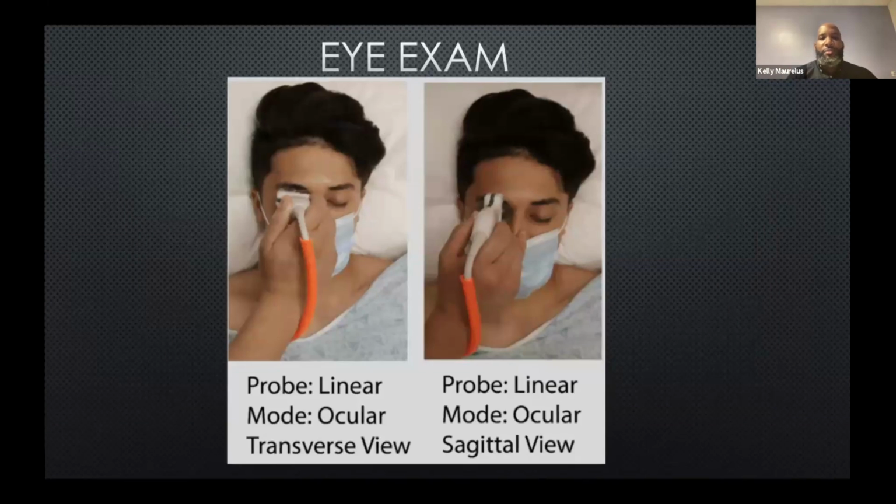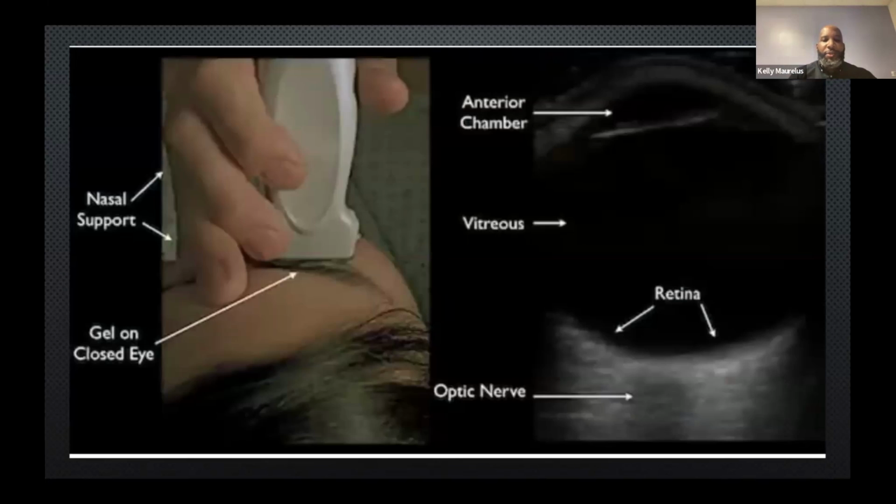All right, so the first examination we're going to talk about is the eye exam. A lot of people don't use the eye exam as much, at least in the ER, but we should because it's very easy and simple. So with everything in ultrasound, you're going to visualize the structure in two views, especially the eye. You're going to put lots of gel, first on Tegaderm, then on the eye itself, and we look at both the transverse as well as the sagittal views.